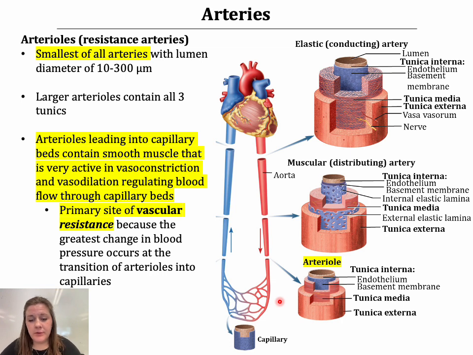Also, within the arterioles, the smooth muscle layer is very active in vasoconstriction and vasodilation. So really going to be controlling and dictating where the blood goes. Is it going to go all throughout that blood capillary? Is it not? So on and so forth. So this is the primary site of vascular resistance because we have that reduction in size, increase in resistance, reduction in blood flow.